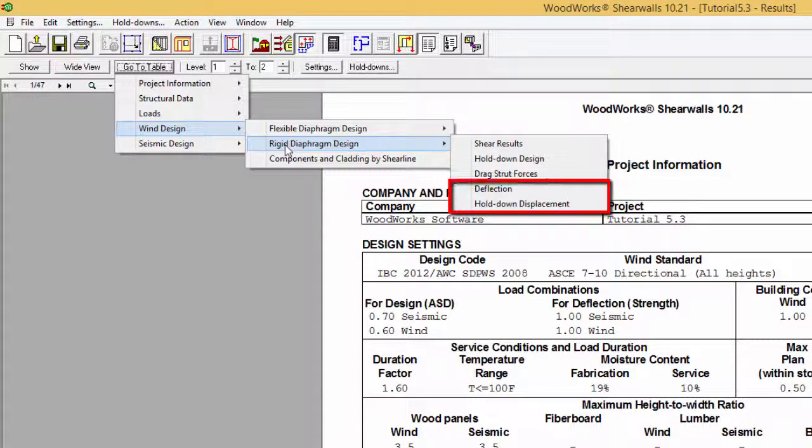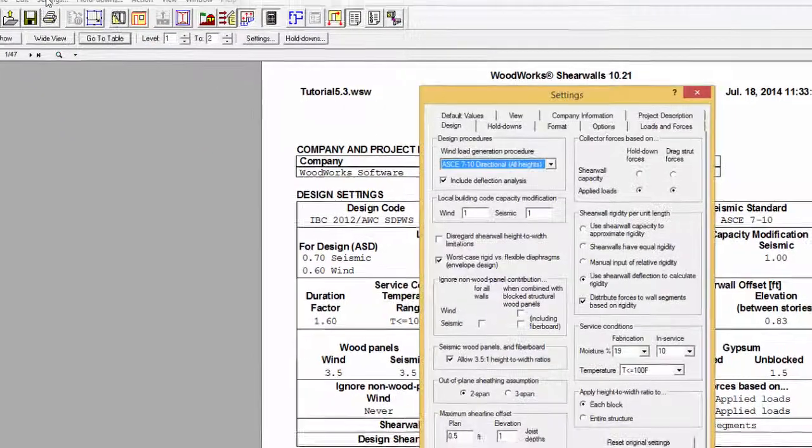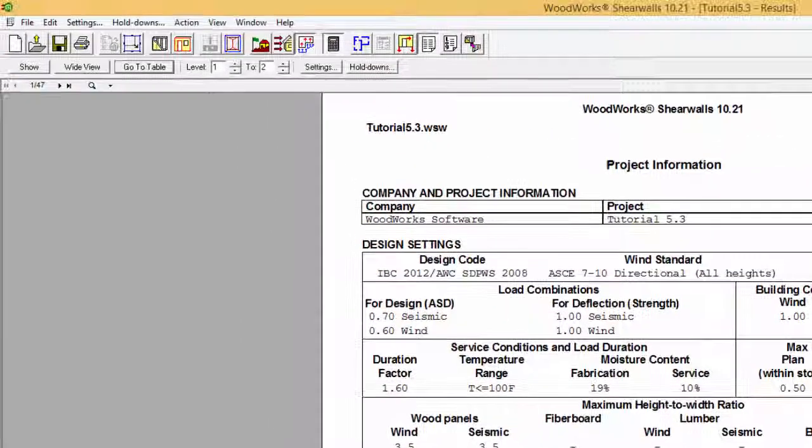The last two, deflection and hold-down displacement, are only available when the Include Deflection analysis is checked in the design settings. For simplicity, only the tables for the flexible analysis will be explained, as they are the same for rigid analysis but with different values. Let's look at the wind results.